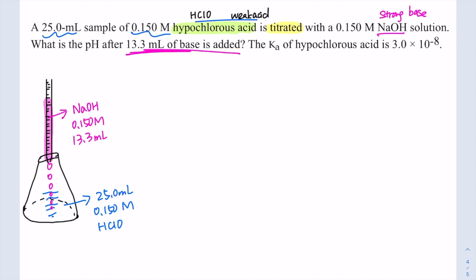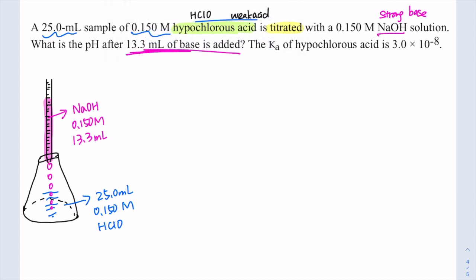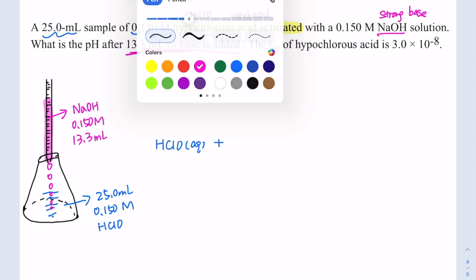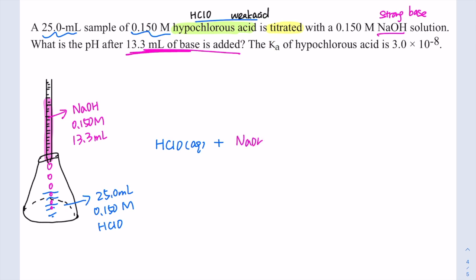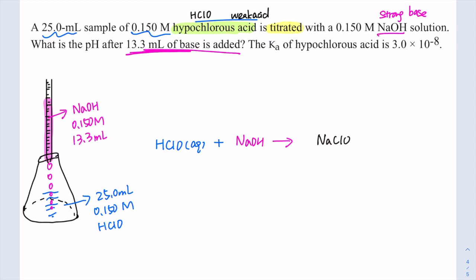They're just adding, but remember that when they're adding, there's a reaction happening. So let's try to set that up. We have the acid, which is HClO, reacting with the base. So this is an acid-base reaction, producing salt and water. This is my reaction equation.